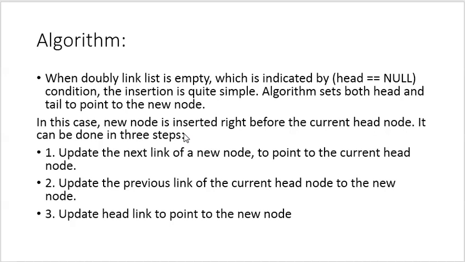Its insertion is just the same as inserting a node in the singly linked list. First we have to check the head. If the head is null, then we insert a node, and the head will be pointing to that new node, while the pointer of that node will be pointing to null, as there will be no other node after that.